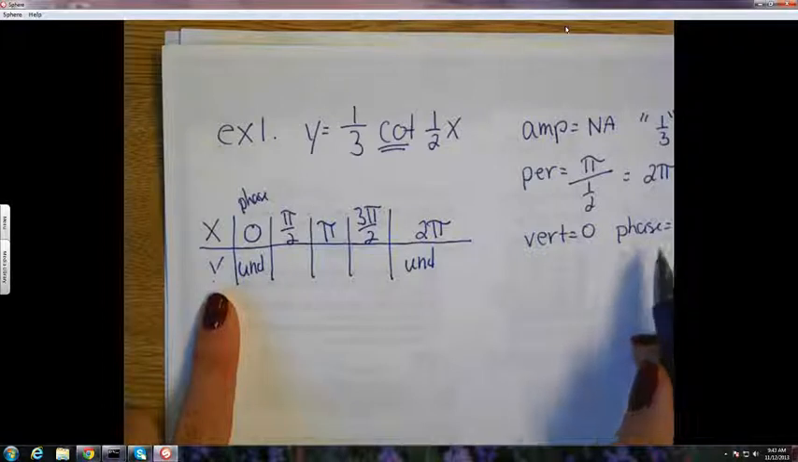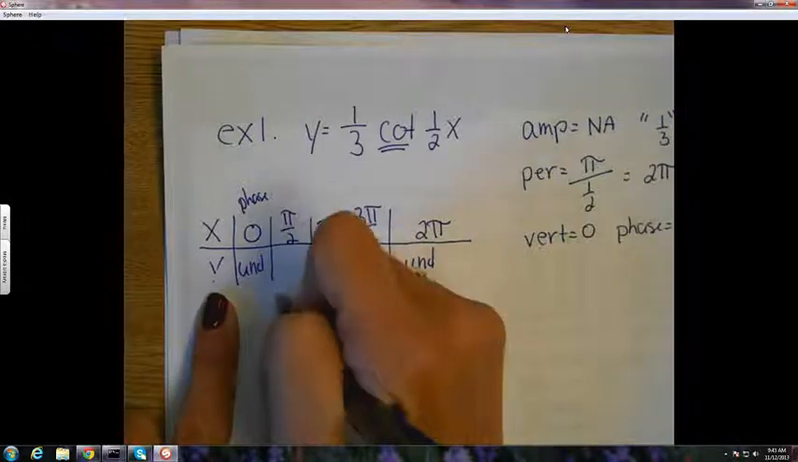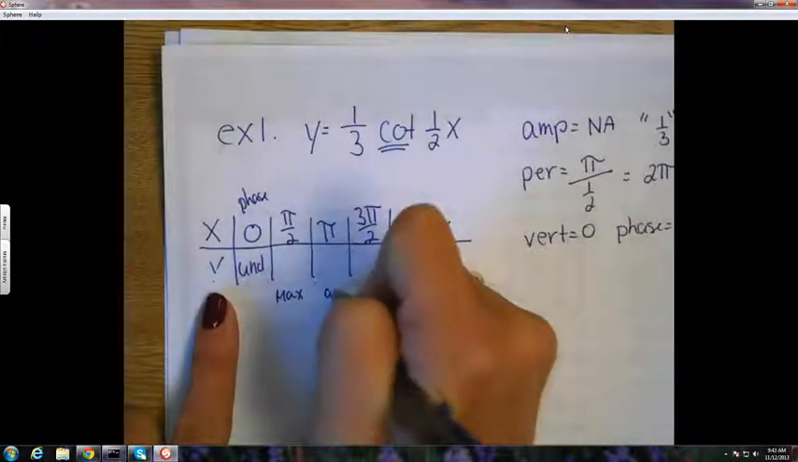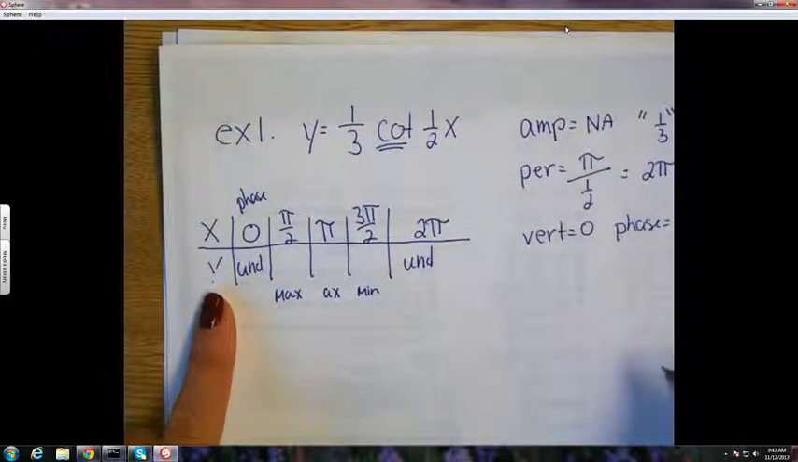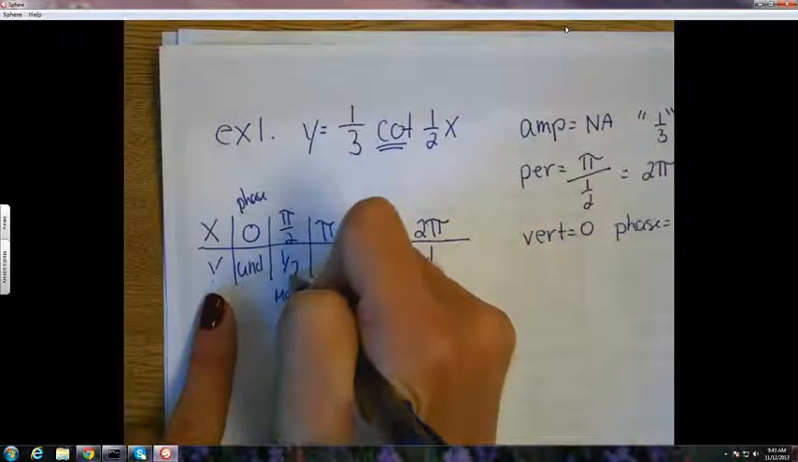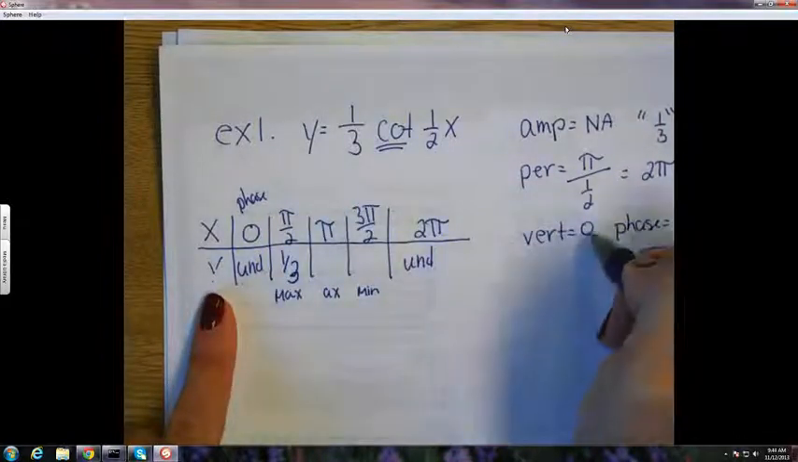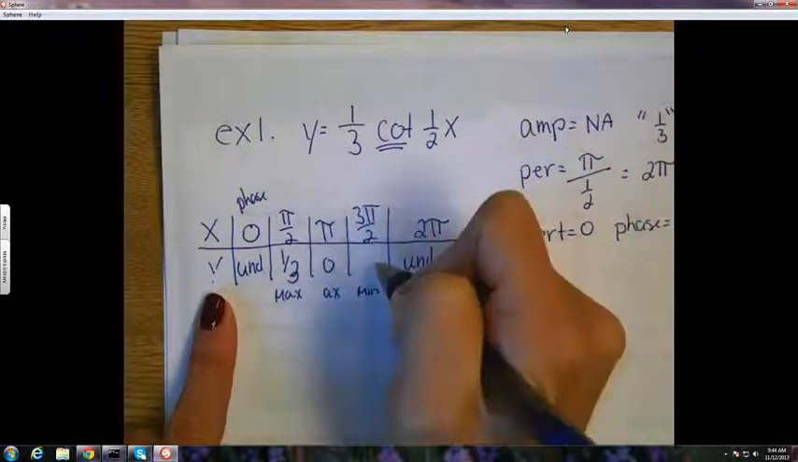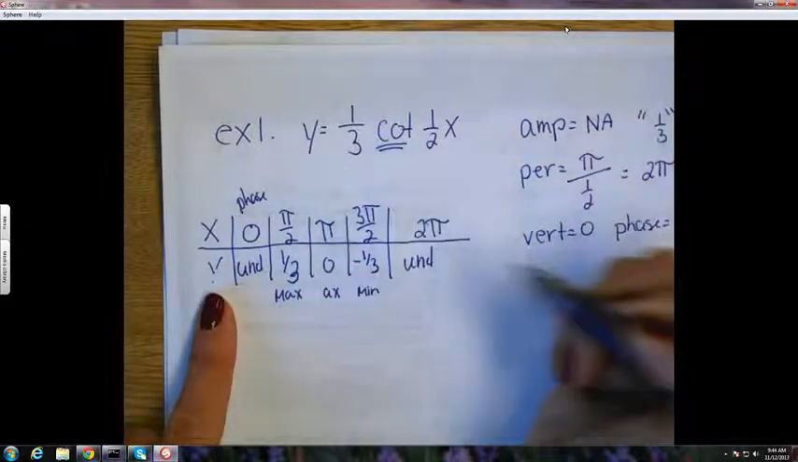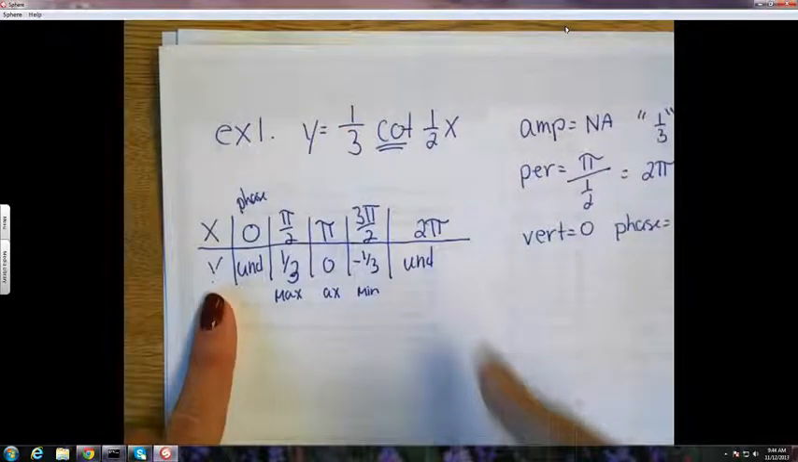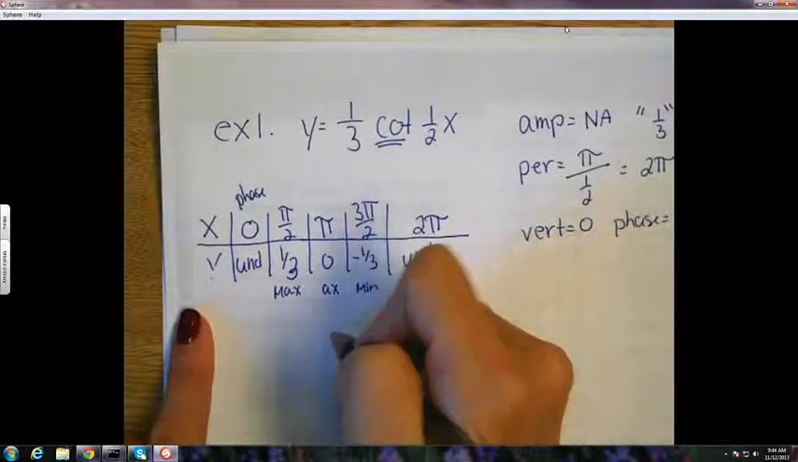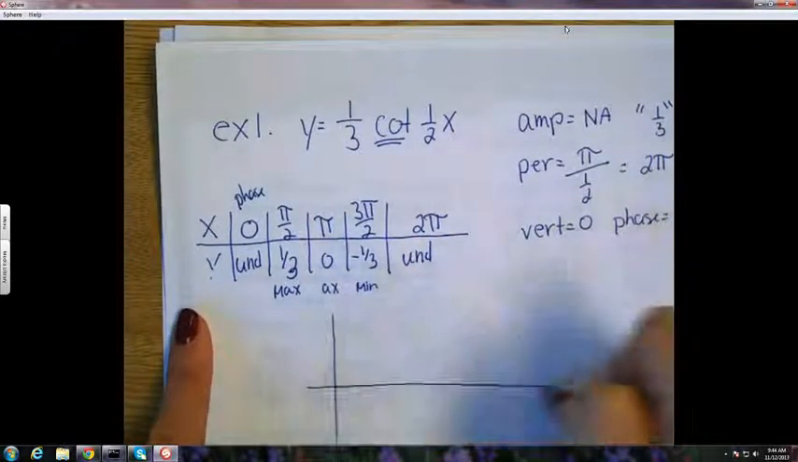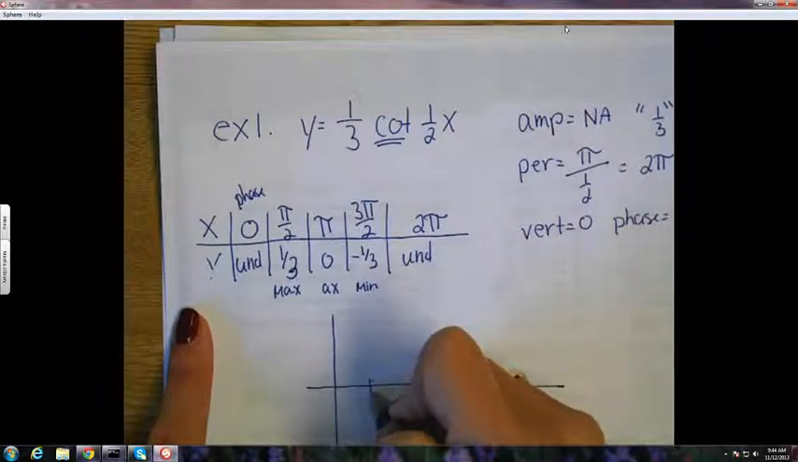Okay. What's our pattern for cotangent? Max, axis, min. Where's my max going to be at? 1/3. Axis? 0 because I have no vertical shift. And the min? Negative 1/3. Right-handed, staying alive. That's 1, 2, 3, 4, 2 pi.